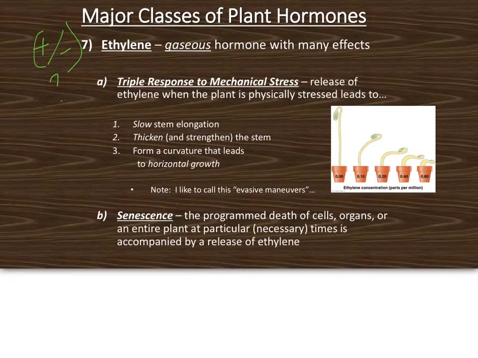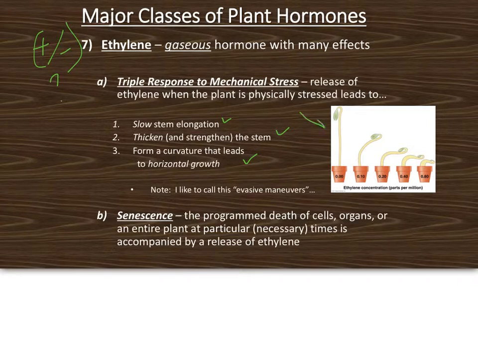One is called the triple response to mechanical stress. Whenever a plant becomes physically stressed, it will release ethylene. And ethylene causes 3 things to happen. So that's what we call it, the triple response. The first thing is it slows down growth, so that would be kind of a negative thing, right? It thickens and strengthens the base of the stem, and then it leads to specific growth, so now this is a little bit positive, that forms a curvature along with horizontal growth instead of vertical growth.